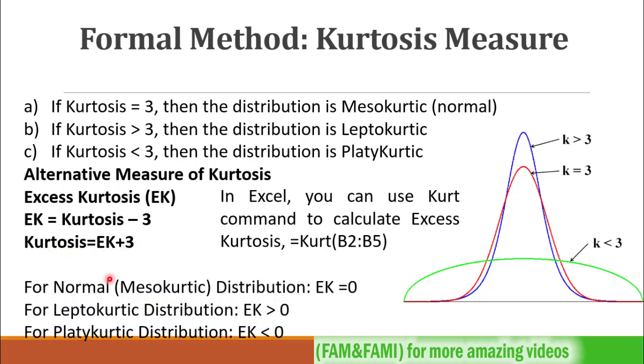Now it is easy to verify that for a normal distribution or mesokurtic distribution, the value of excess kurtosis is 0. For a leptokurtic distribution, the value of excess kurtosis is greater than 0. And for a platykurtic distribution, the value of excess kurtosis is less than 0.